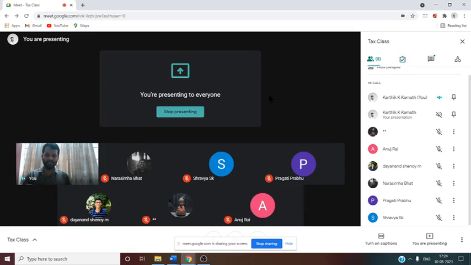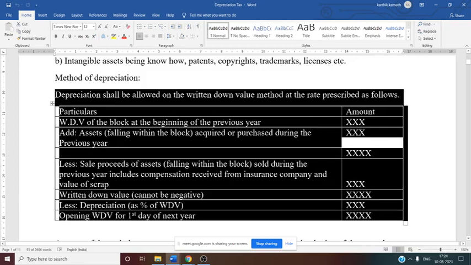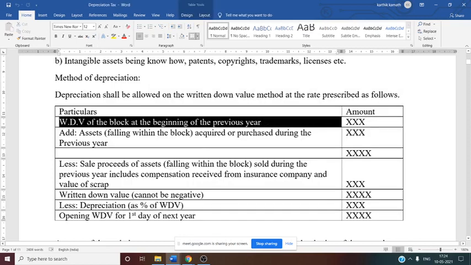Then the reducing balance method. Reducing balance method is nothing but the written down value method. So as per the written down value method, we have to see this particular format. See this now: depreciation shall be allowed on the written down value method at the rate prescribed as follows. So particulars and amount column is given. First thing we have to see is the written down value of the block at the beginning of the previous year.